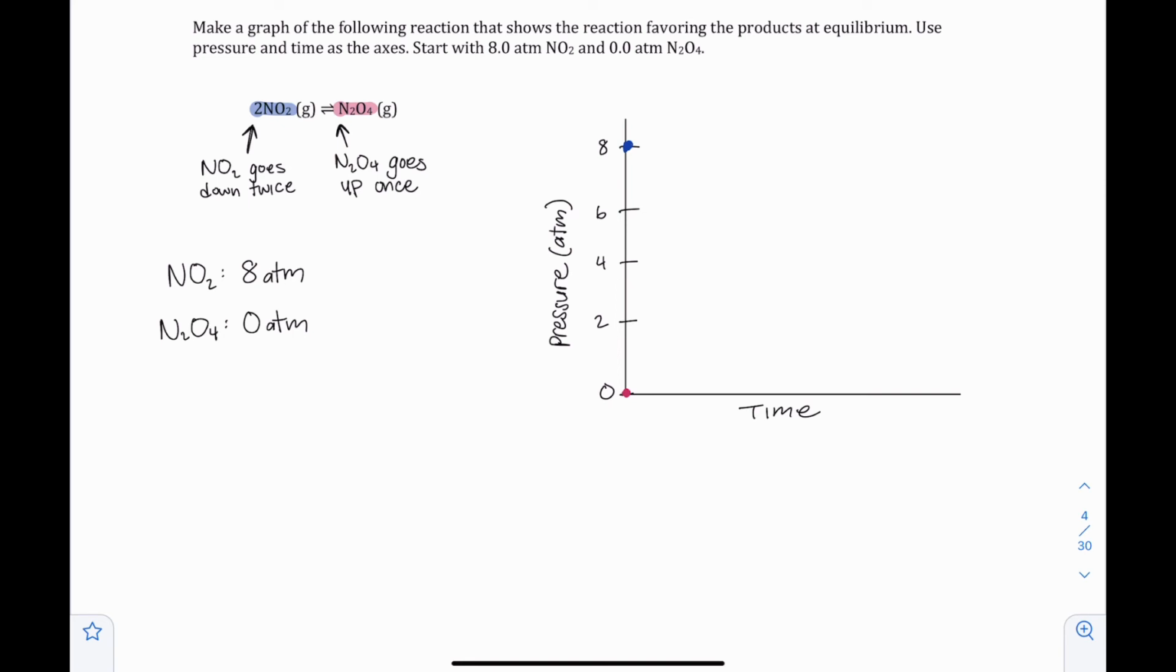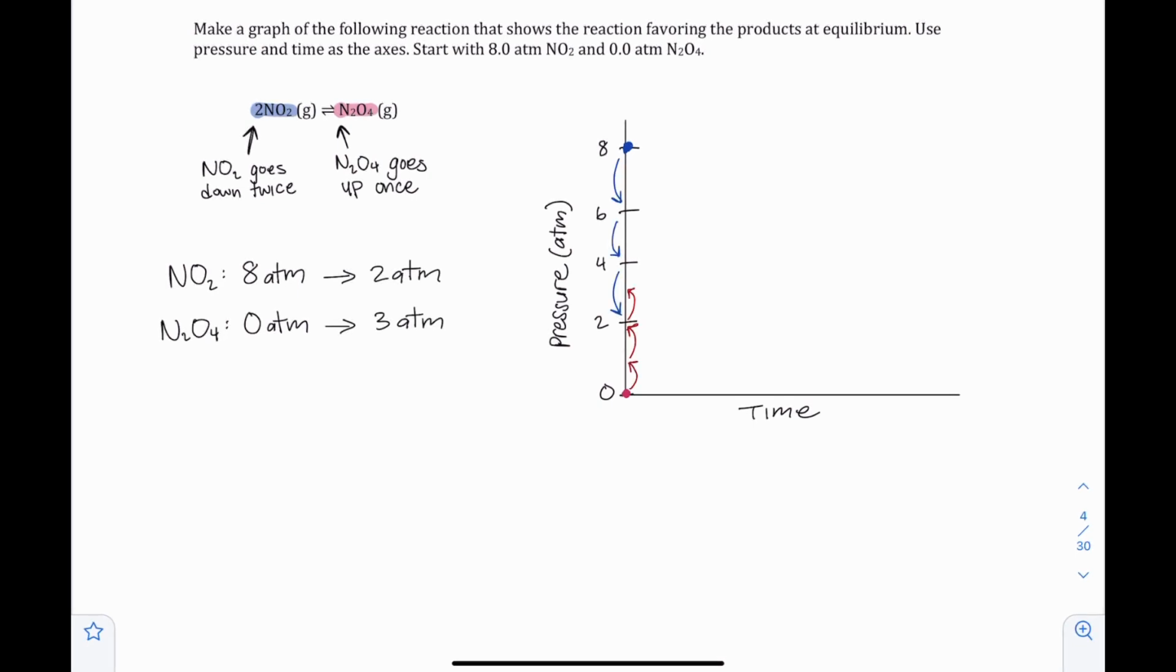For every 2 NO2 molecules that are used up, 1 N2O4 molecule is produced. So when we draw our curves, we should draw the curve for NO2 going down on the graph twice as fast as N2O4 is going up on the graph, because the rate at which NO2 is consumed is twice as fast as the rate at which N2O4 is produced.